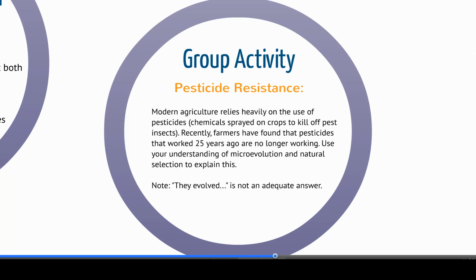So here's an activity to test your understanding of microevolution and natural selection. You can refer back to our concept map and see if you can explain what happened here. Modern agriculture relies heavily on the use of pesticides, chemicals that spray on crops to kill off pest insects. Recently, farmers have found that pesticides that worked 25 years ago are no longer working. Use your understanding of microevolution and natural selection to explain this. Please note that "they evolved" is not an adequate answer. I want you to explain the details of how this might happen.